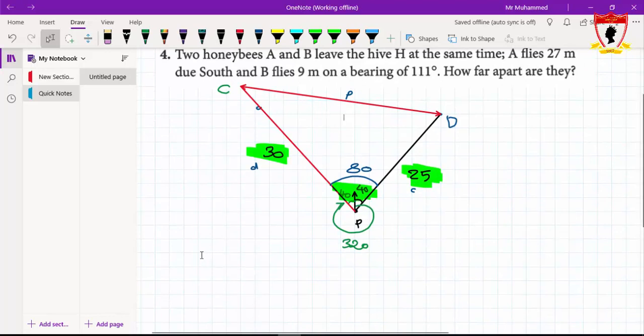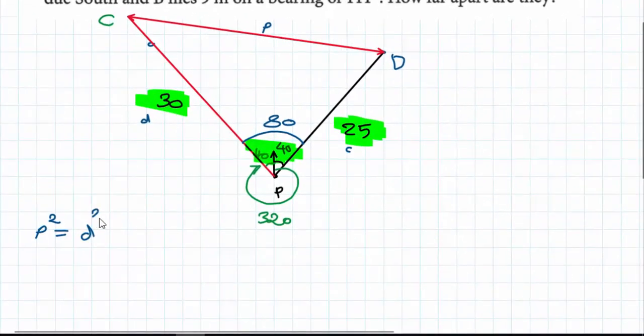What's missing is a side, right? Well, p squared, the missing side squared, is equal to the other two sides, d squared plus c squared minus 2dc cosine of angle P. Let's distinguish between these two P's. This P is the side and this P is angle P. Okay, now let's substitute what we have and find what's missing.